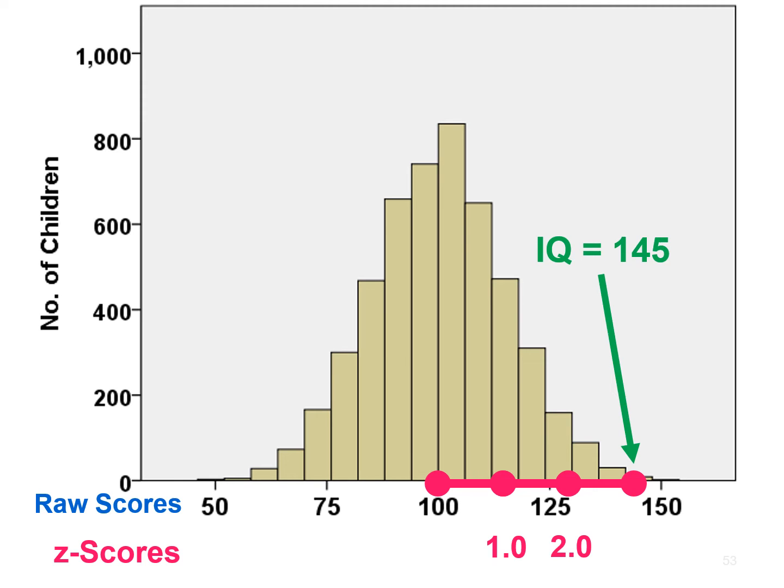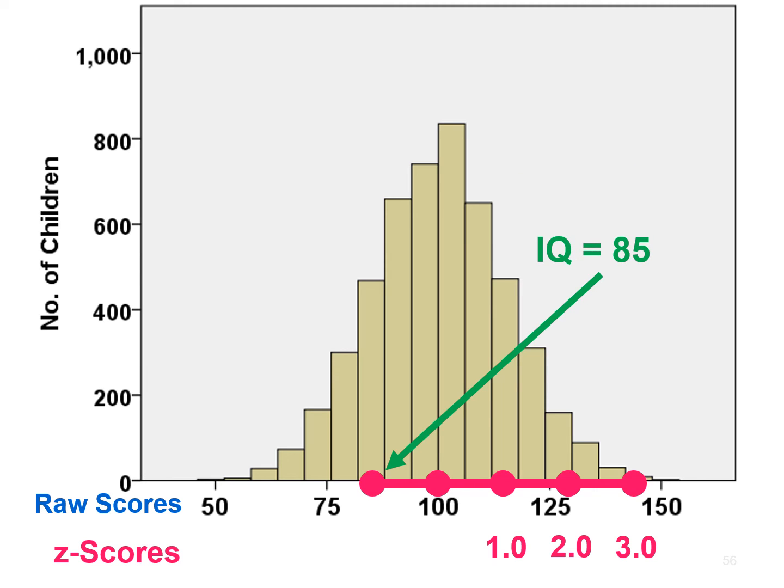Here are children with an IQ of 145. What do you think their Z-score is? At this point, I think the pattern is pretty clear. A Z-score for an IQ of 145 would be equivalent to 3. Notice that I have been filling in the Z-scores here at the bottom as we went along. So we're creating a new scale.